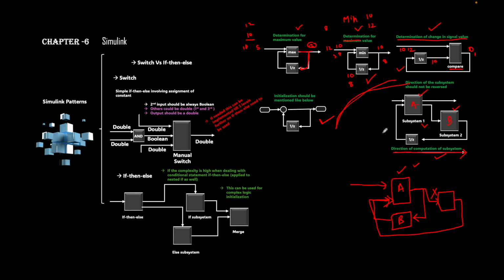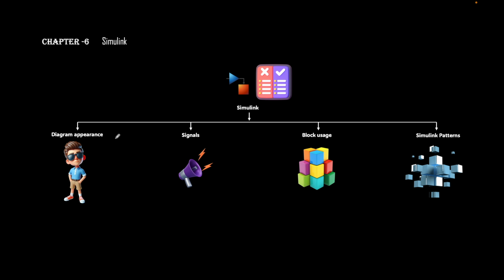So these are all related to Simulink patterns, and in the next tutorials we will be seeing similar things related to the Stateflow chart. This is all about the Simulink design. So in this particular tutorial, we have seen diagram appearance, signals and block uses, and design patterns in the Simulink chapter, which is chapter 6 of the MAAB guideline. So this is all about the Simulink chapter.